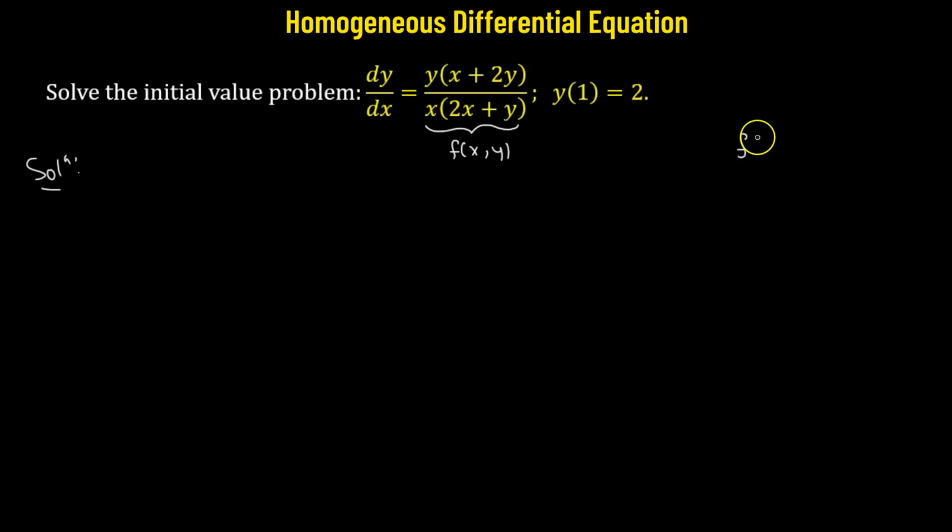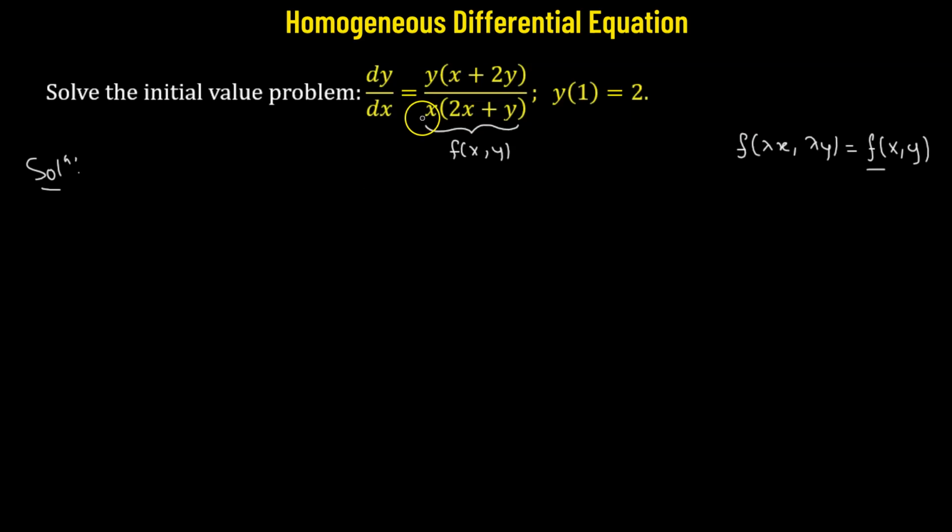Now when we substitute x with lambda times x and y with lambda times y into our function, we see that this will give back the original function f. And when this criterion is met, we say that our function f is a homogeneous function. And since our function is homogeneous, this differential equation is a homogeneous differential equation.